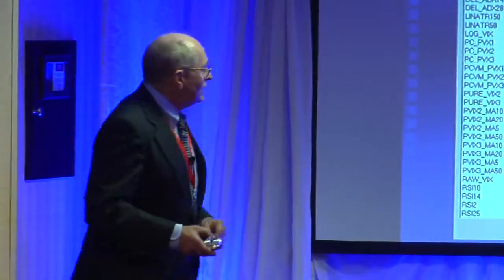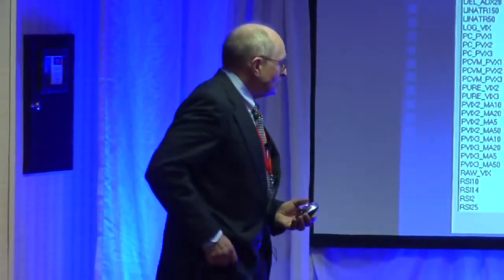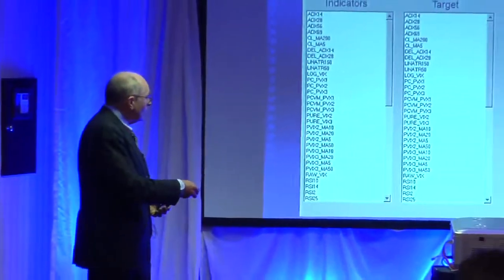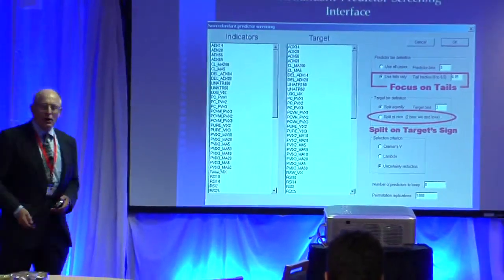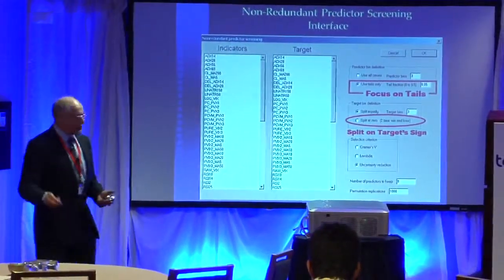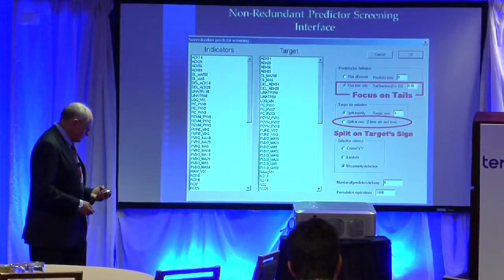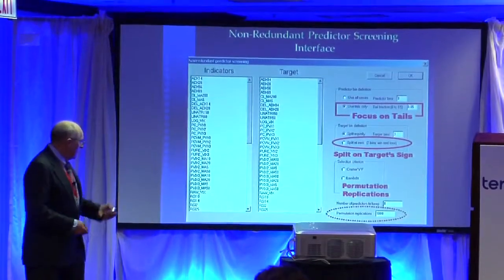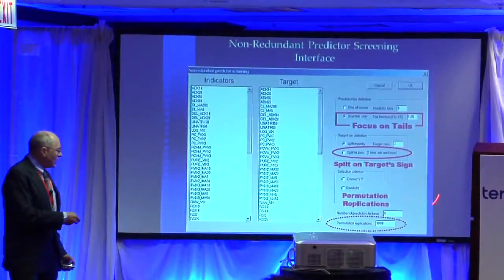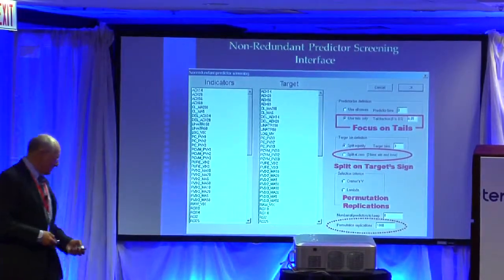Forget it. So you've got tail focus, which is up in that section. I picked up a little thing. I think this thing will. Okay. Then you can split the target variable on its sign, which is important to us sometimes. And then down here, let's see, permutation replications. That I'll talk about in a moment. That's where this Monte Carlo permutation test comes in.